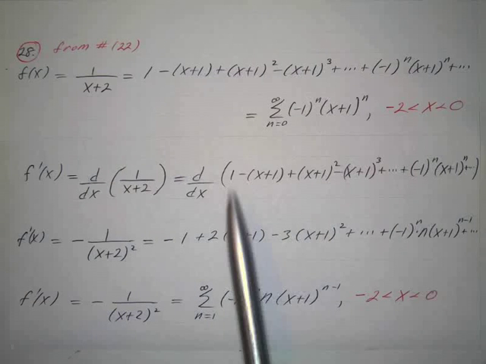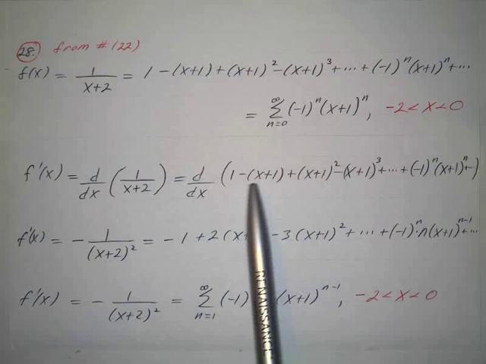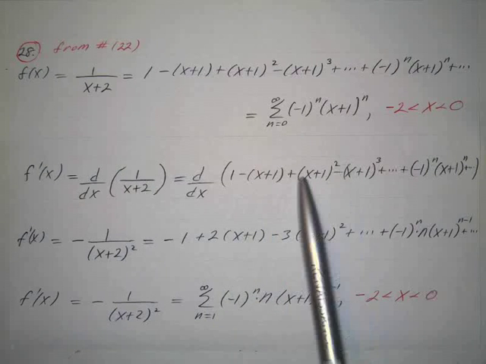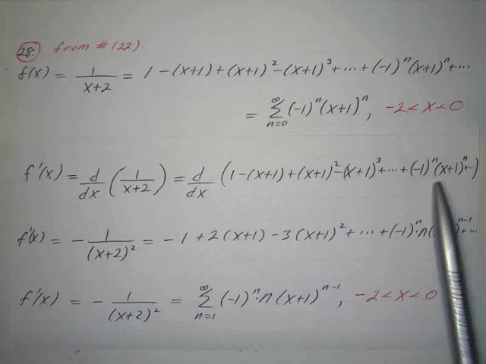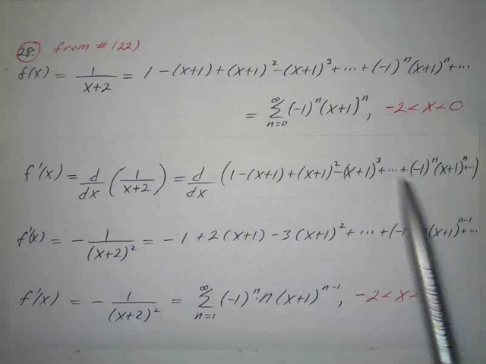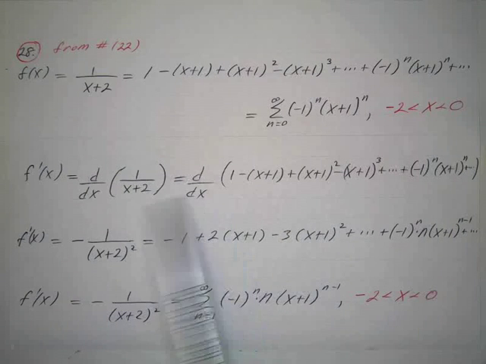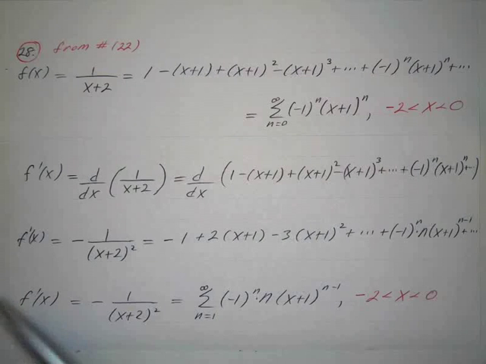The derivative of x is 1. The derivative of 1 is 0. Then the derivative of this will be negative 1. And then 2 times x plus 1. And then negative 3 times x plus 1 squared, etc. until we get to the general term. And again, this is going to be a constant. This describes the alternating signs we have.